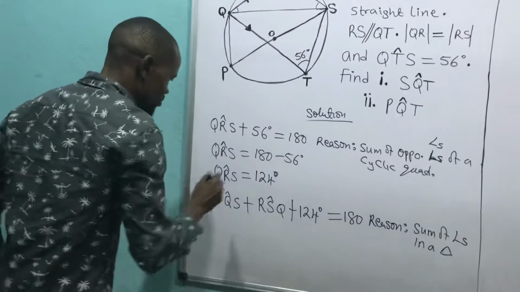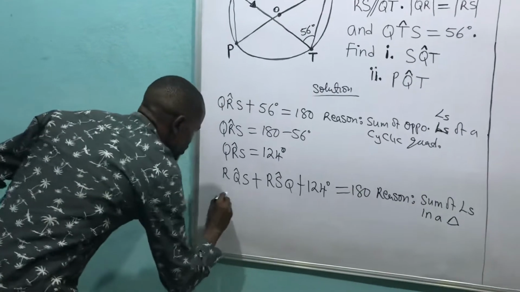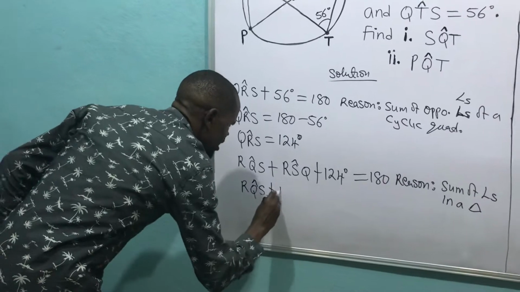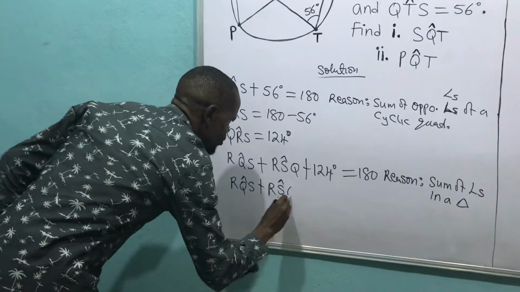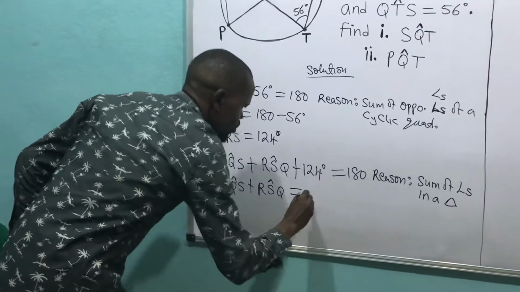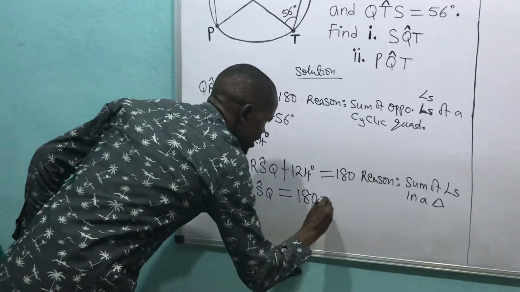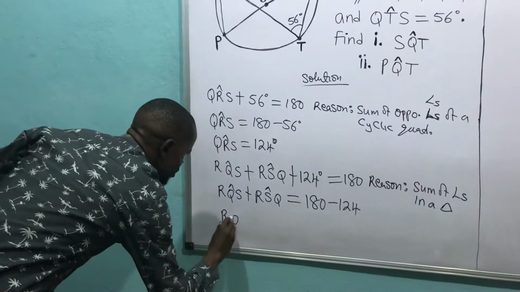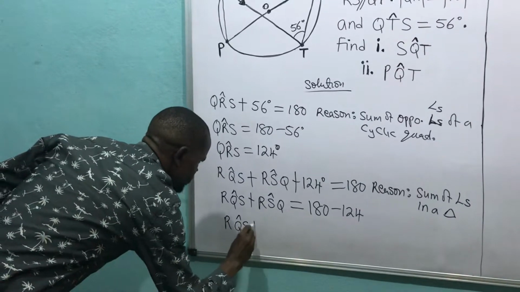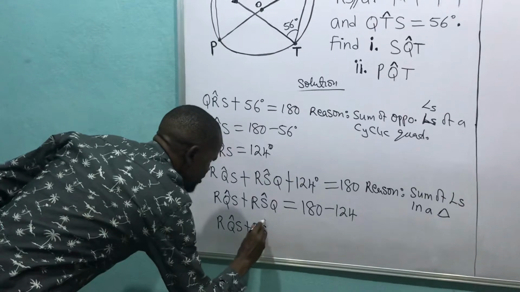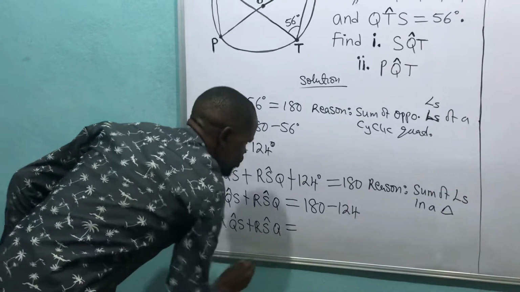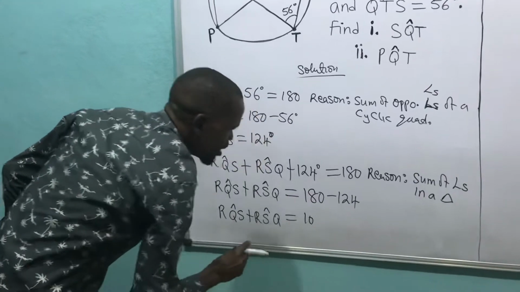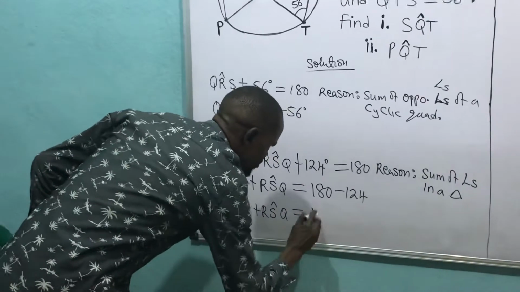Then that gives me that RQX plus RXQ is equal to 180 minus 124. That means RQX plus RXQ is equal to, minusing this will give me 56.